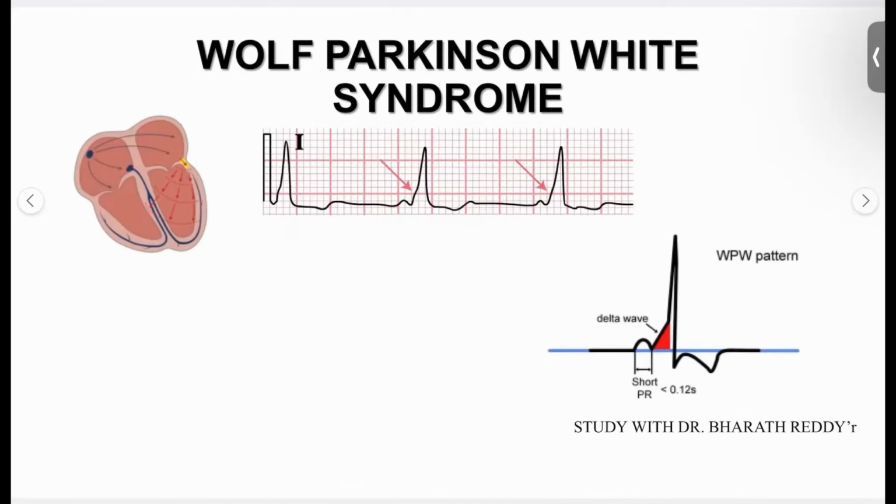Next, moving on to Wolff-Parkinson-White syndrome. What is this syndrome, guys? Specifically, what we discussed: your PR interval will be shortened, and there is a delta wave. So here you can see there is a delta wave seen in WPW syndrome.